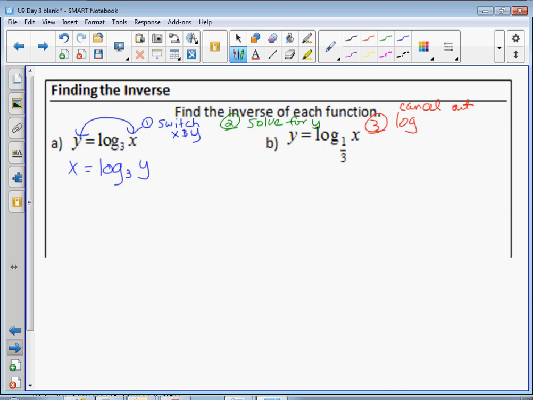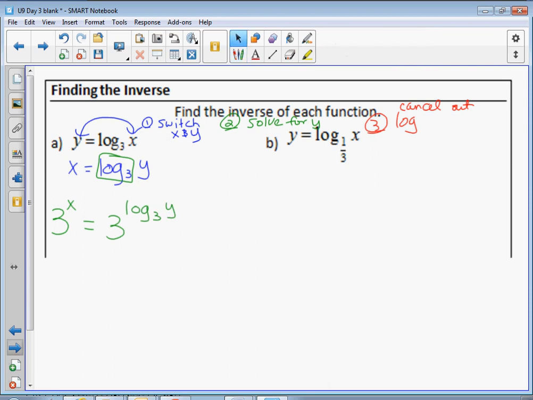If we solve for y, we need to get y by itself, so let's remove this log base of 3. To do that, I can take 3 as my base and put what I started with as my exponent. So 3 raised to the log base 3 of y. When I do that, my log base 3 and 3 cancel out, so I get the y by itself. So 3 to the x equals y. Done.